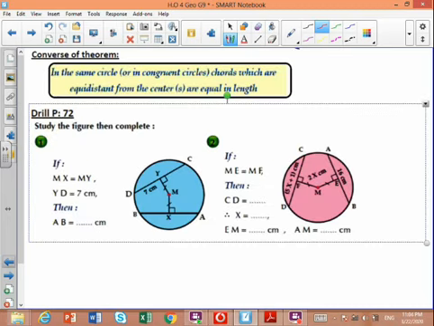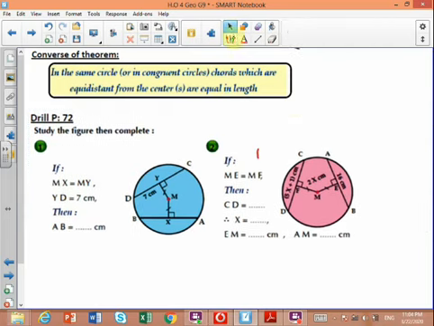The last part in our lesson today is the converse of the theorem. The theorem said that if I have two equal chords, then the two perpendicular distances from the center are equal, so these two chords are at equidistance from the center. In the same circle, or in congruent circles, chords which are equidistant from the center are equal in length. If MY equals MX, you will deduce that the two chords are equal in length, the opposite of the theorem.